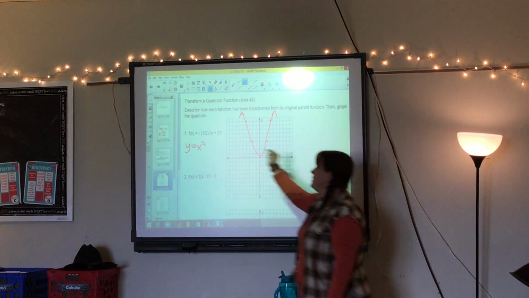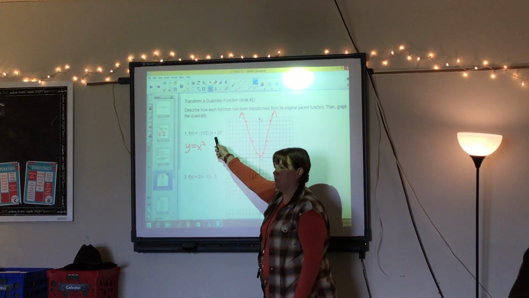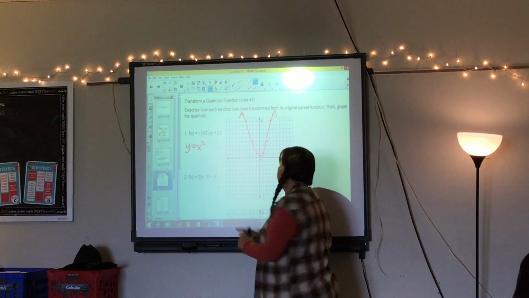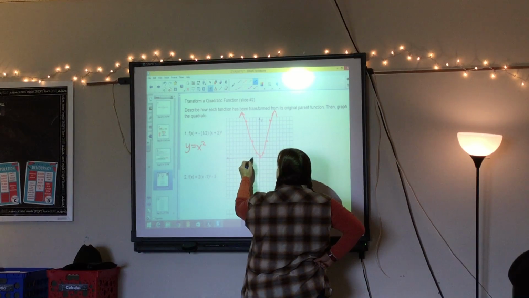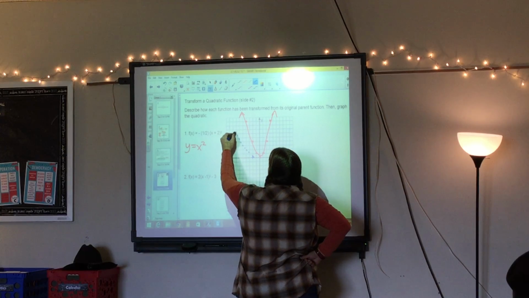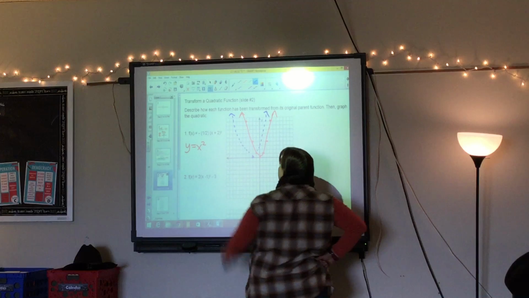Now let's see what happens when we do this to it. So what does the 2 inside do? Yep, it moves it 2 in the negative direction. So it would now move it to here, right? So I'm just going to sketch that one there, because that's the first thing we did.